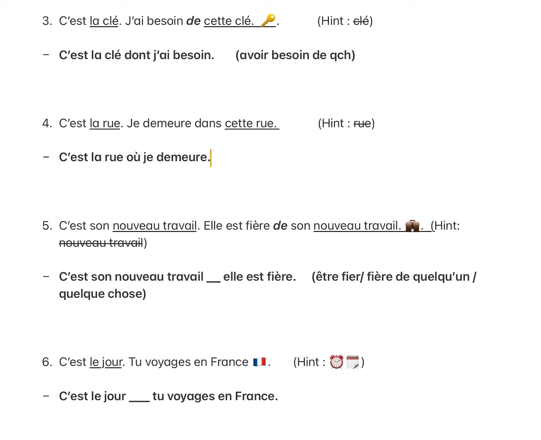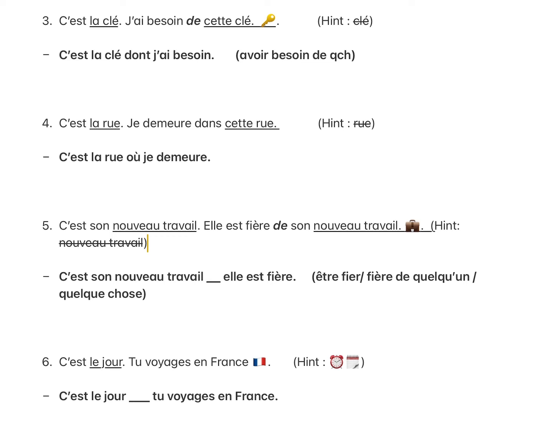The fifth sentence. C'est son nouveau travail. It's her new job. Elle est fière de son nouveau travail. She is proud of her new job. The sentence that we already have is c'est son nouveau travail blank elle est fière. Again, the repeated word in both these sentences is nouveau travail. So we drop the repeated word.